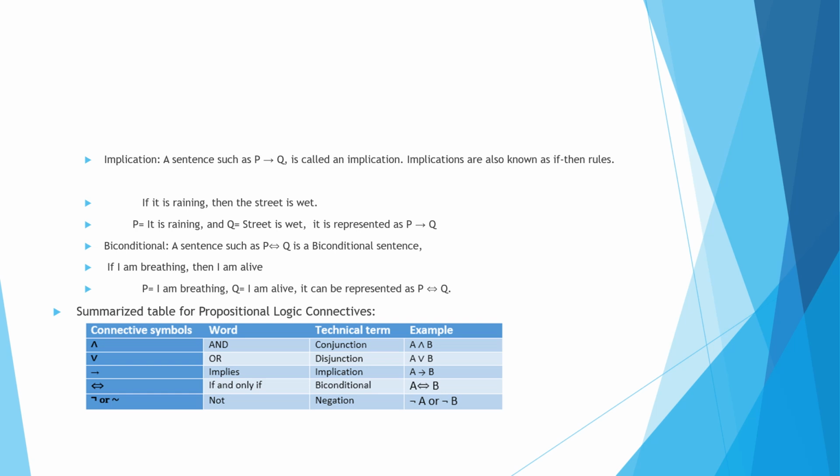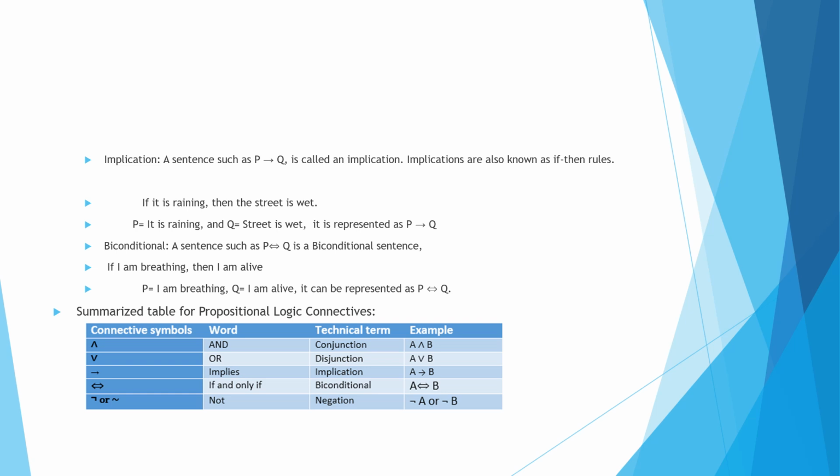And the third one, implications. So we use the word implies, and the technical term we use is implications. So I will write this as A implies B. And the fourth one, we use the words if and only if. This is called biconditional, and we see the example. I will write it as A biconditional B.